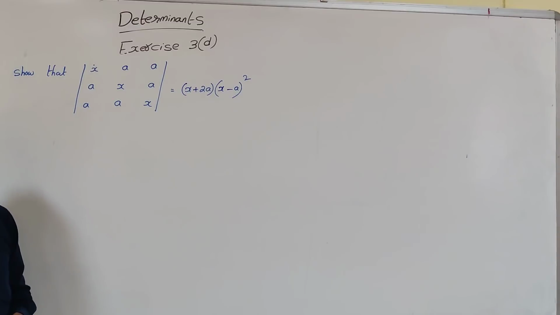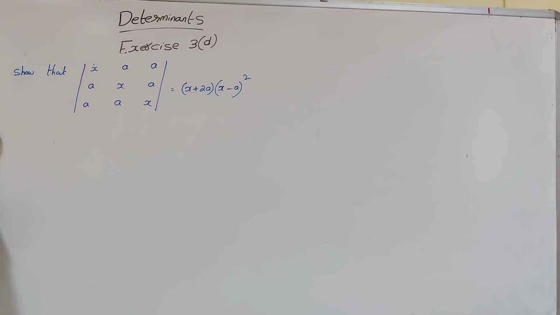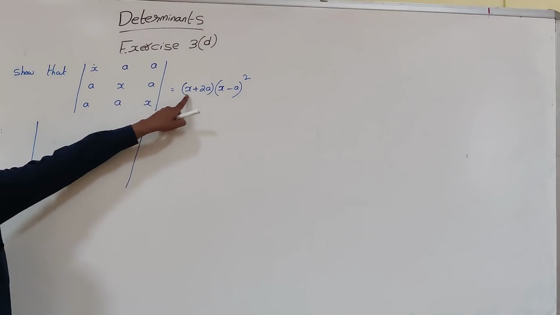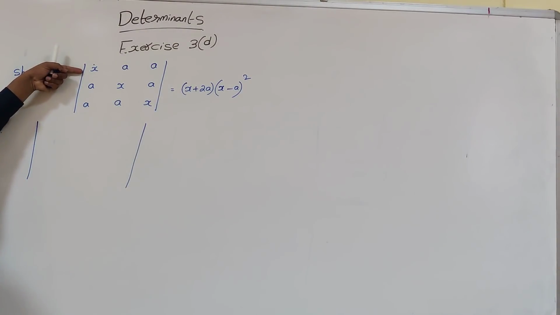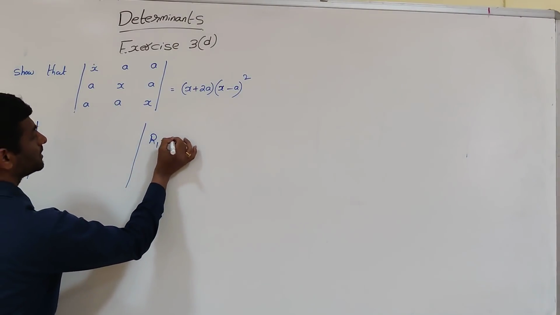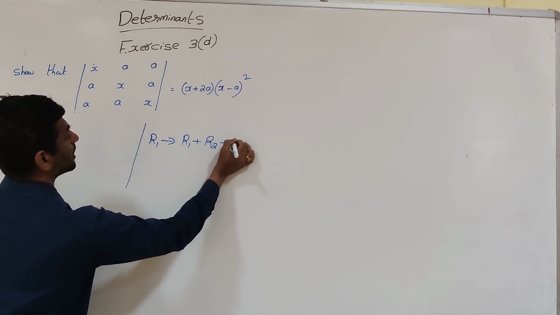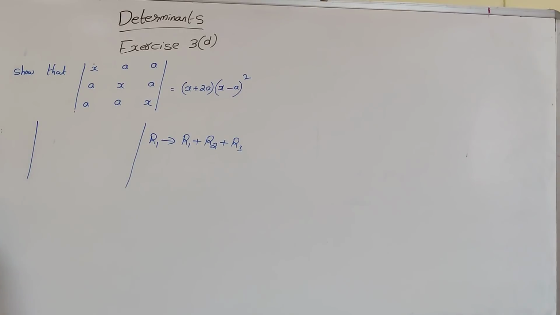Show that the determinant of this matrix with x and a entries is equal to x plus 2a into x minus a whole square. So we'll see the proof. As there is an x plus 2a, observe the elements of row 1: x, first element in second row a, second in third row a. So if you add all the three, then you will get x plus 2a. So R1 is going to be changed: elements of row 1 are added with R2 plus R3, means 1 times of row 2 plus 1 times of row 3.